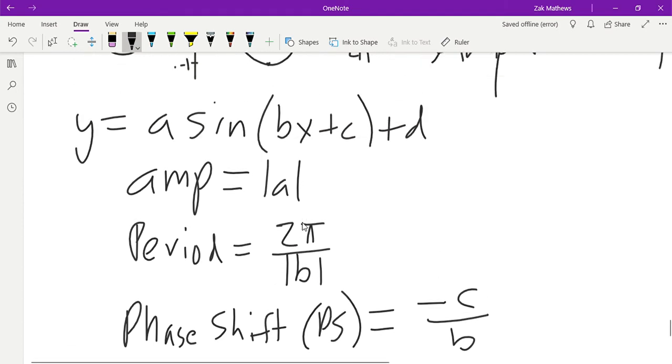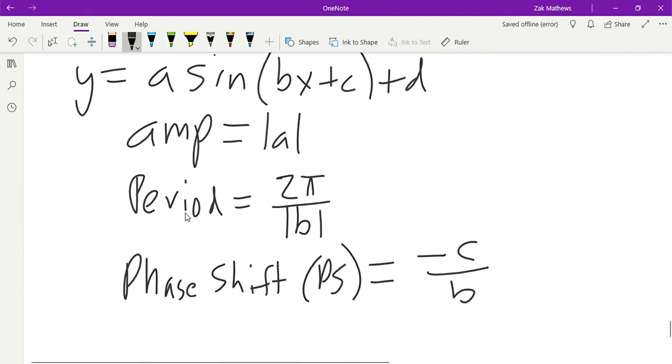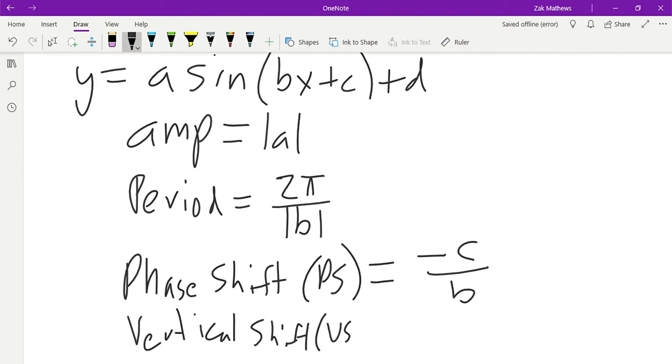Then finally, the d, this is what we called a vertical shift from before. It would move us up and down. It's still going to be a vertical shift, or you'll see me abbreviate it VS. And so we shift d units up or down.